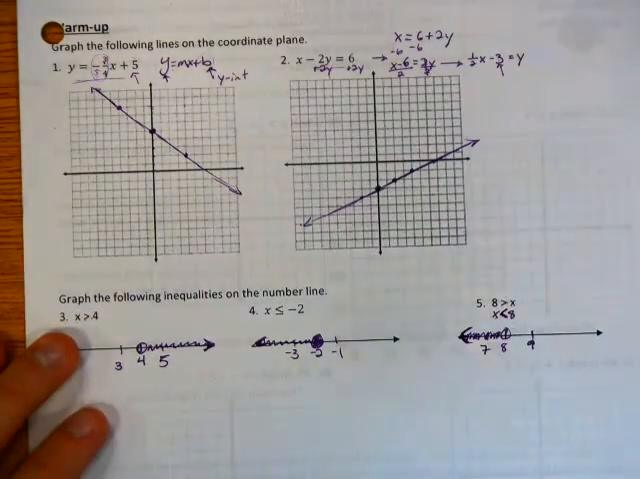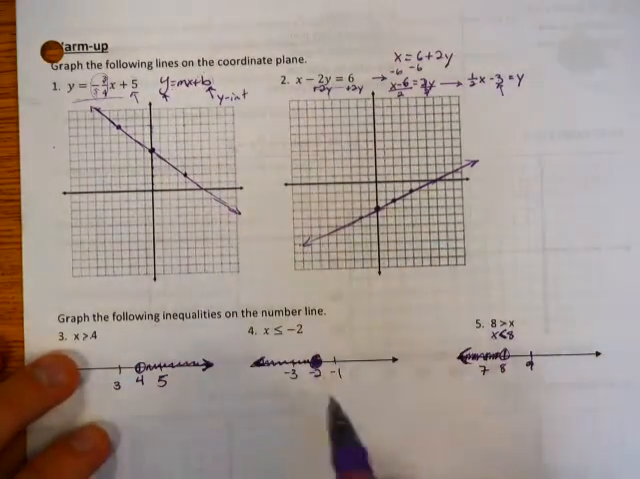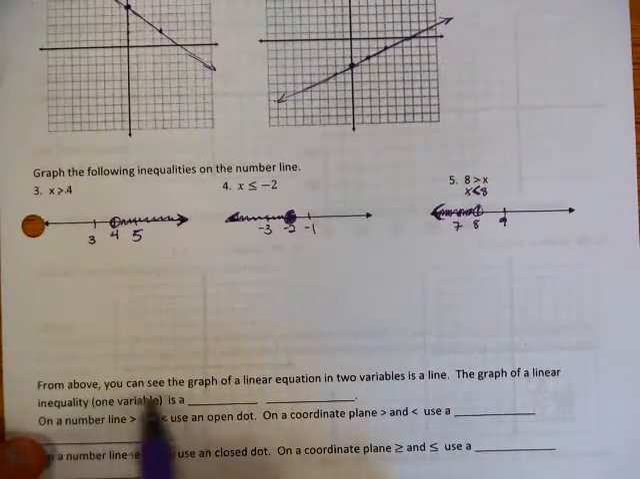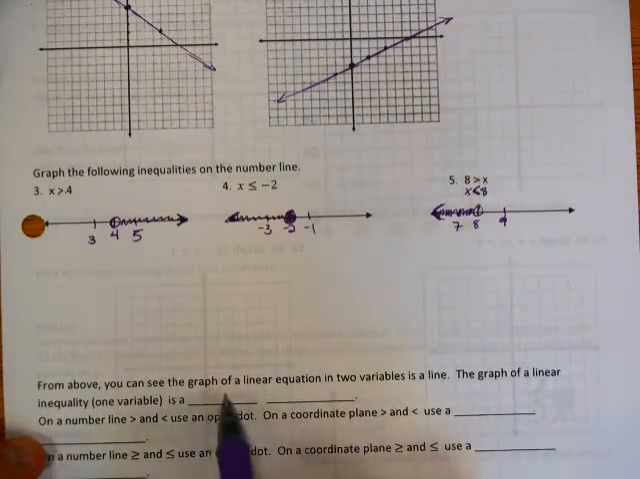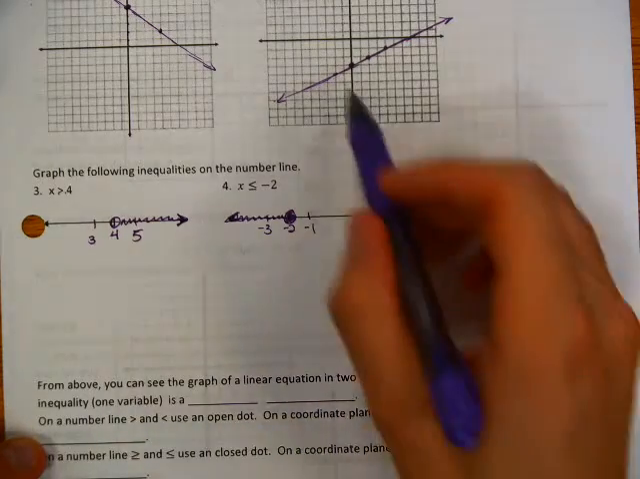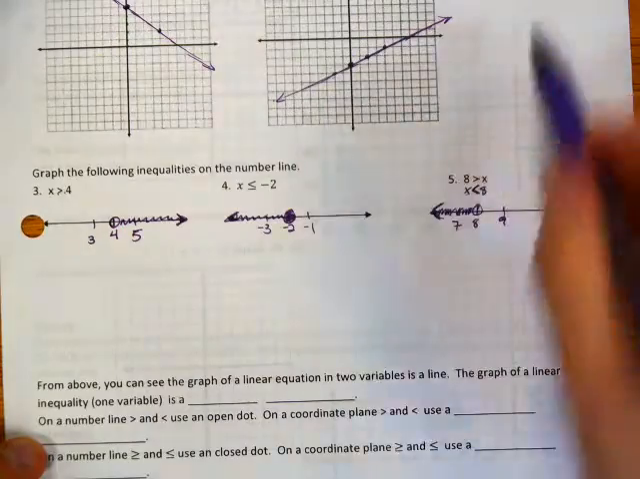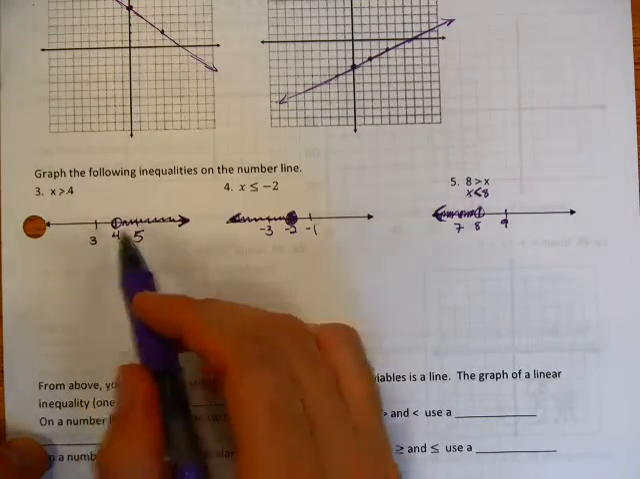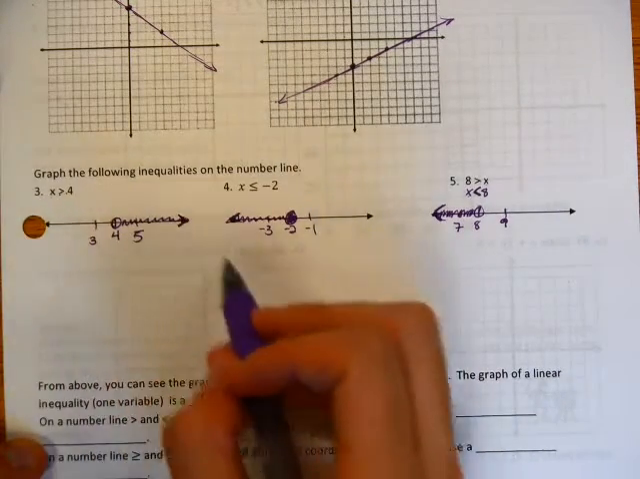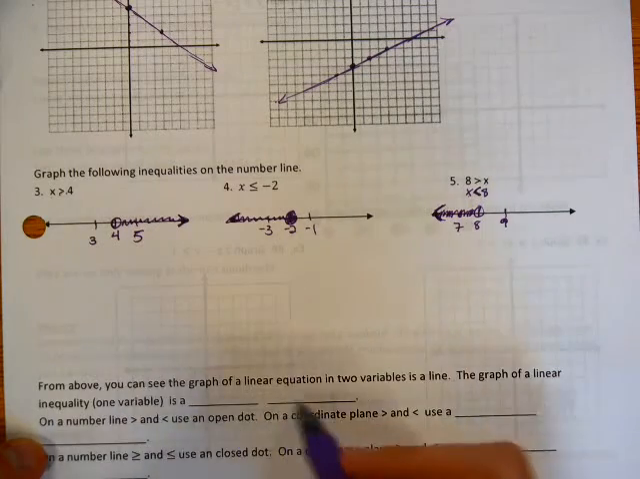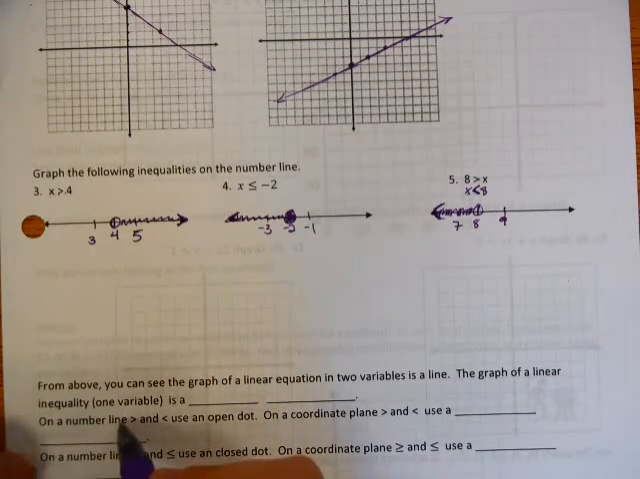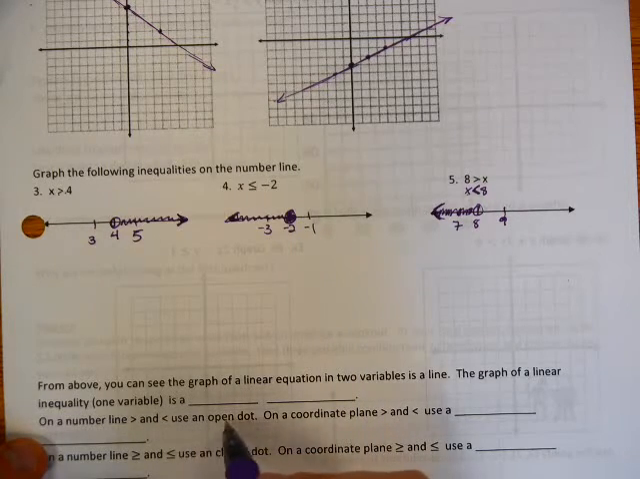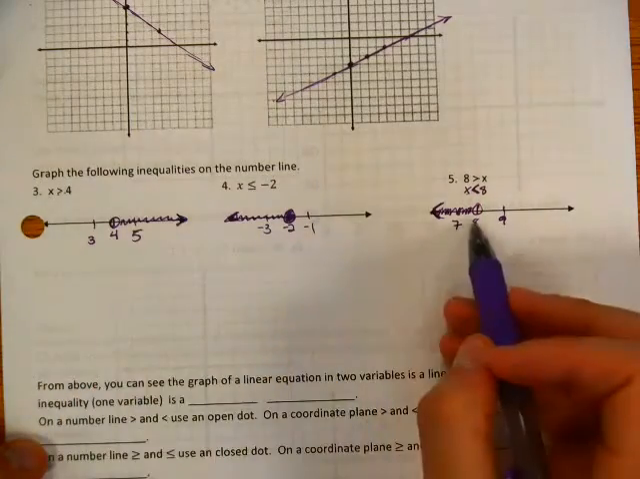Alright, so as we get into graphing inequalities like this, and solving systems of inequalities, here's a couple things you need to know. The graph of a linear equation in two variables is a line. So when I graph an equation in two variables, it's a line. The graph of a linear inequality, this inequality, is on a number line, and it's only in one dimension. So I'm not going to fill this piece out, but this is the more important piece. On a number line, greater than and less than use an open dot. See the open circle, that's what they're talking about.